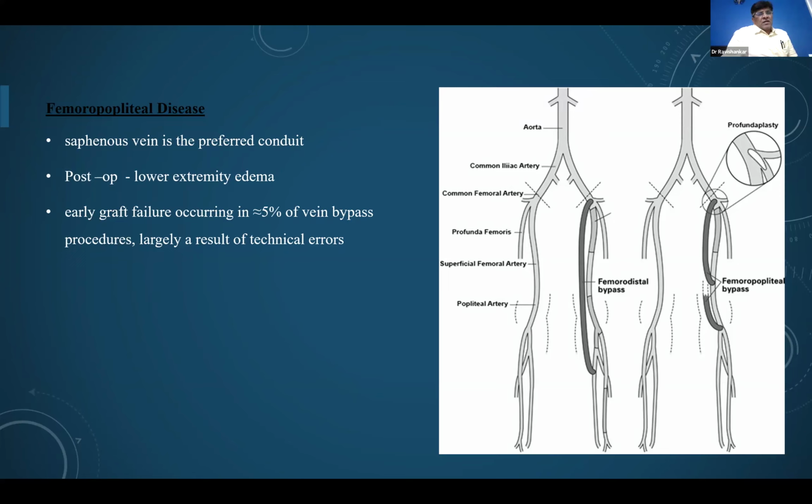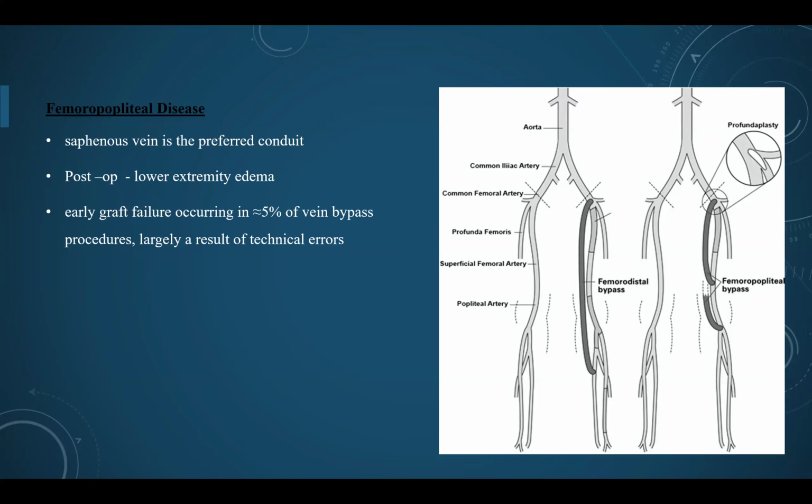If you do it in continuity, what do you do? Valvotomy. You have a camera available now, so under vision you pass the camera, identify all the valves and destroy them. Then you can use it in continuity. Okay, right. Carry on.